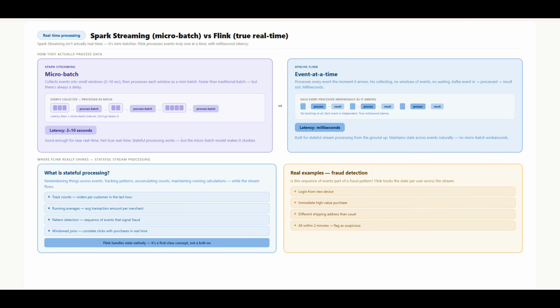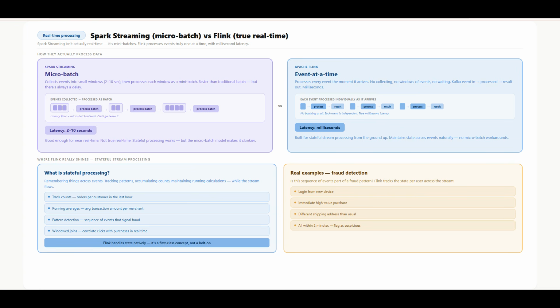Flink processes events truly one at a time, as they arrive. We're talking millisecond latency. An event hits Kafka, Flink picks it up, processes it, and writes the result, all within milliseconds. And it does this while maintaining state, meaning it can remember things across events.